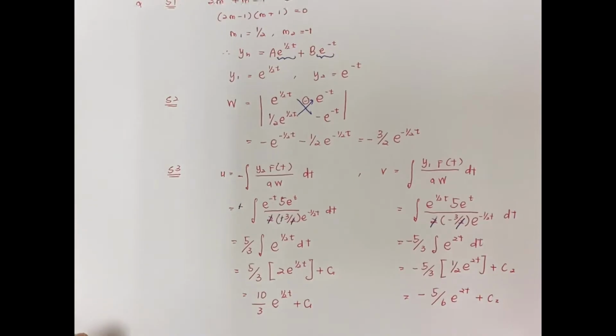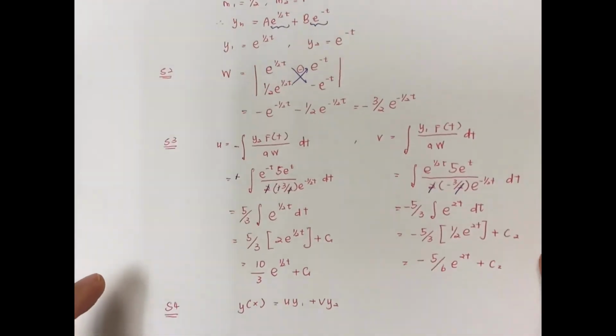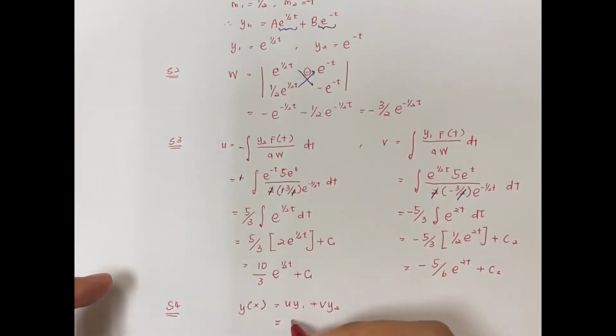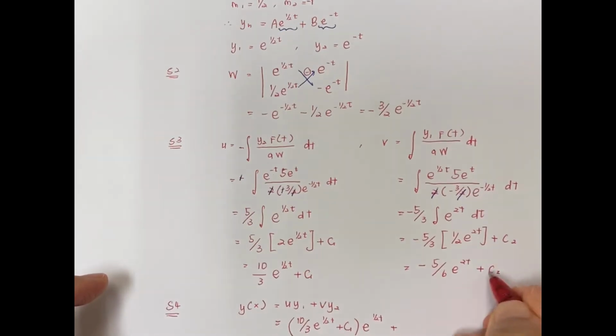Once you have your u and v in step 3, you can proceed with step 4. Okay, giving your yx. Yx is equal to u y1 plus v y2. Okay, substitute u, y1, v, y2. So u is 10 over 3 exponent half t plus c1 multiplied by y1 exponent half t plus v, negative 5 over 6 exponent 2t plus c2 exponent negative t.